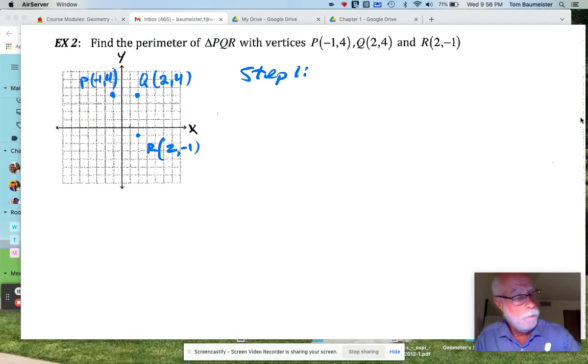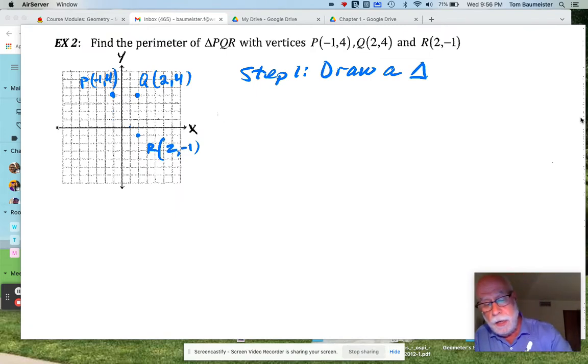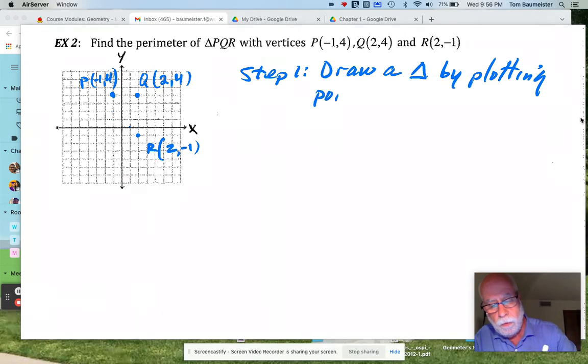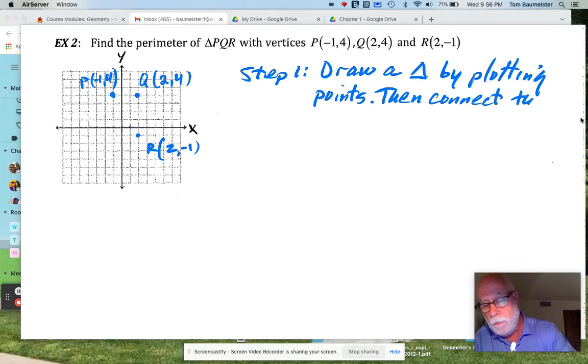So step 1, draw a triangle. Instead of writing the word triangle, you can just draw a triangle. I would understand that. And we said by plotting points. And then connect the points. So I've got those there. I'm going to connect them. So here's one right there.